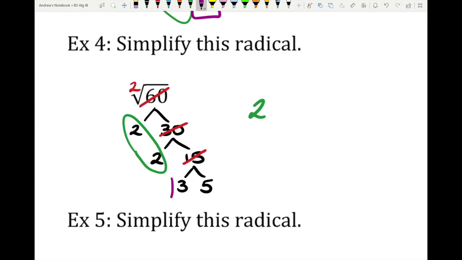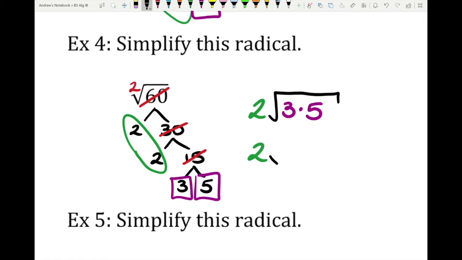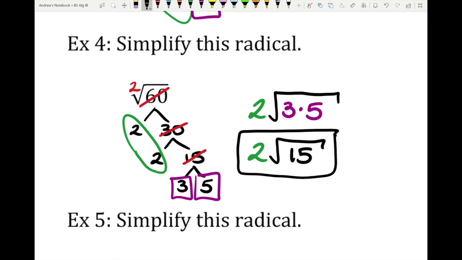However, this 3 didn't have a buddy to pair up with, and neither did this 5. So both of those are going to have to go on the inside of the radical. So we've got a 3 and a 5. Something to be careful of here is that that's not 2 square roots of 35, because the 3 and the 5 are factors. So we have to multiply those, and my final answer is actually 2 square roots of 15. That's how we want to get our final answer there.